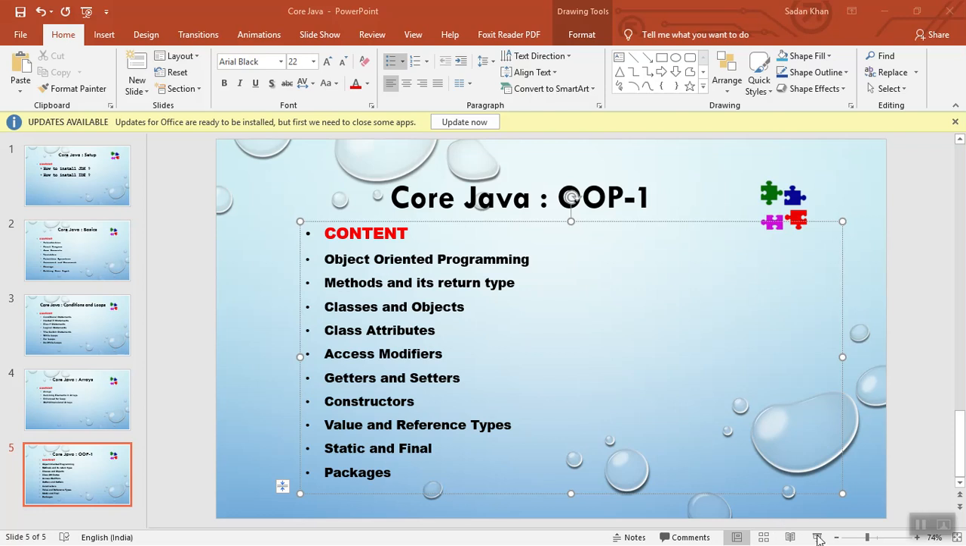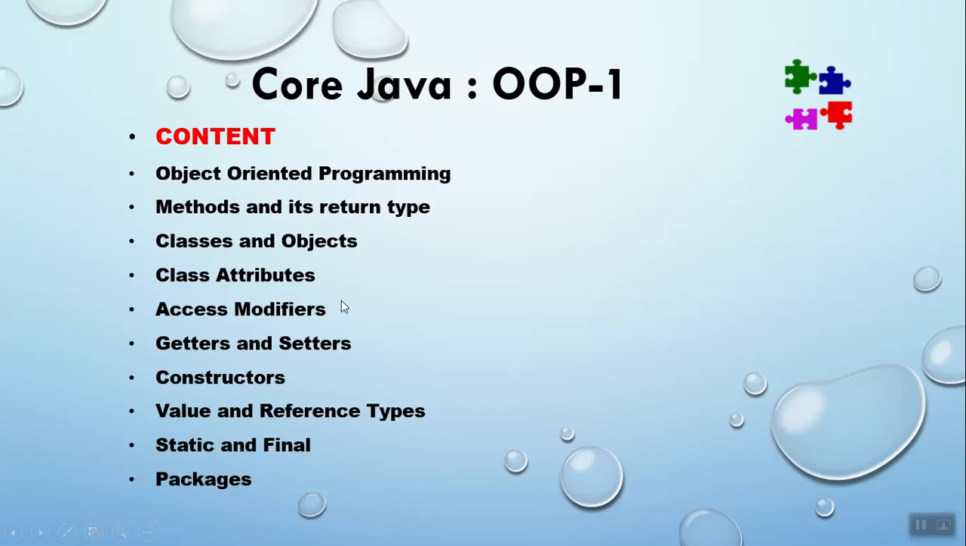All right, so let's look at the next part of object-oriented programming. We have covered the object-oriented methods and its return type. So we have covered till now object-oriented programming and the methods and return type.